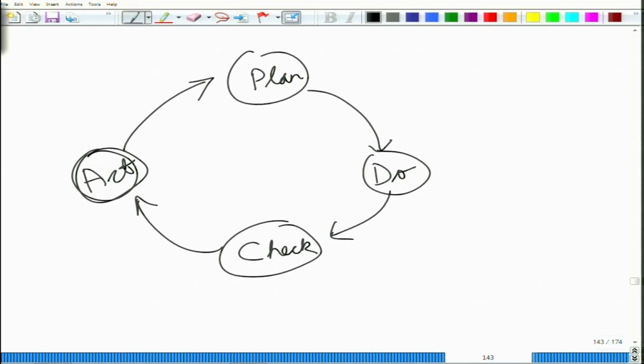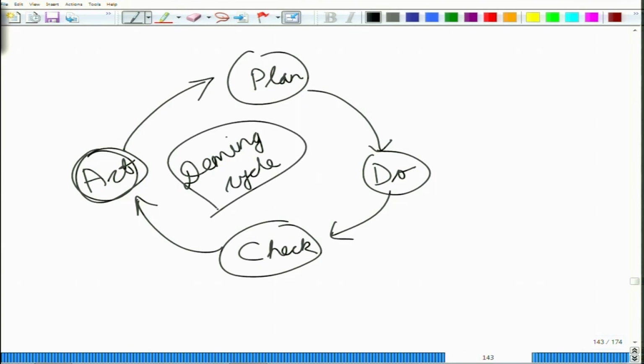So for instance, in this case, suppose we figured out that tiger numbers are reducing because of poaching. So you will make another plan, you will say that now we need these steps to reduce the poaching that is there in this population. So this thing goes by the name of the Deming cycle.